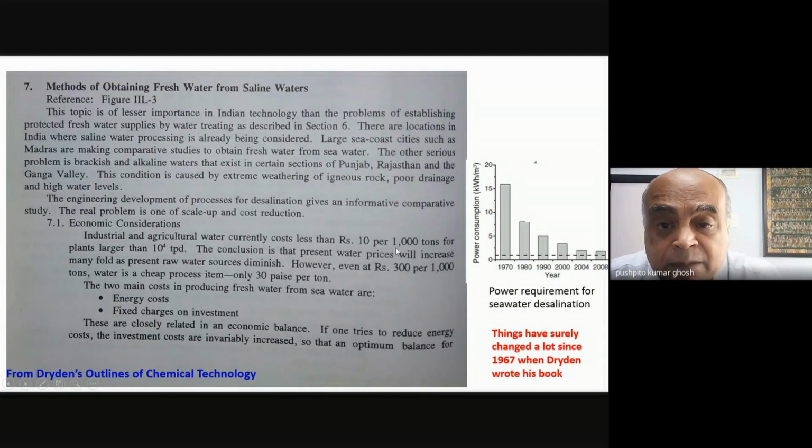Rupees 10 per 1,000 tons. And large units got a concession. Instead of being penalized, they got concession and they got water for cheaper. Today, that has increased. I mean, even at the time that he's writing, to rupees 300 per 1,000 tons.